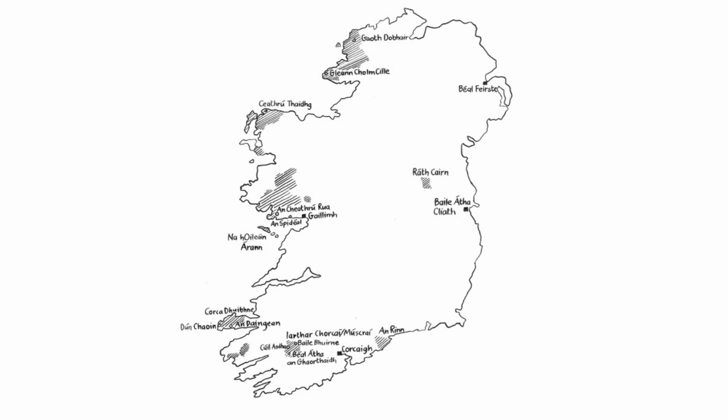Iarthar Chorcaí, West Cork, Ballyvourney, Cúil Aodha, and then further east over in Waterford we have An Rinn, and then up in the middle of Westmeath we have Ráth Chairn. So these are the Irish-speaking areas where Irish is the daily language in the households.